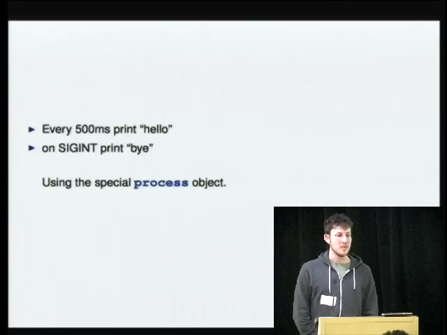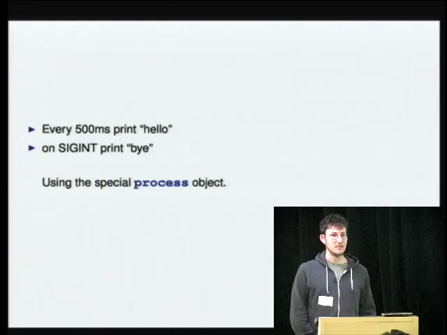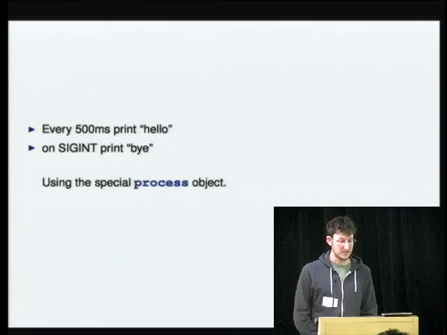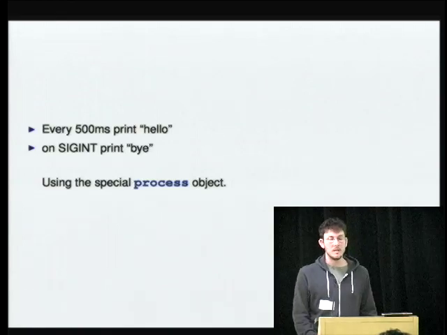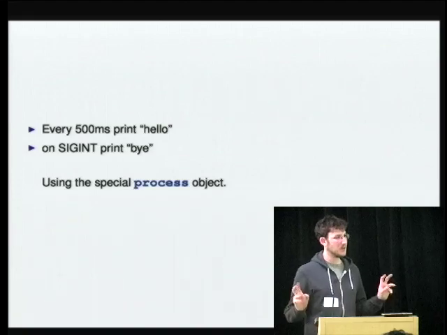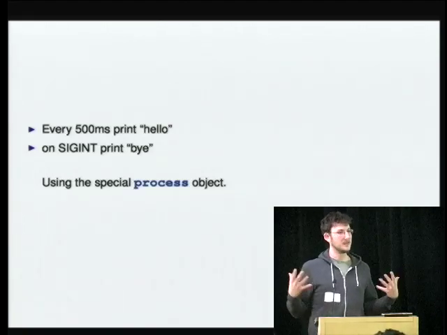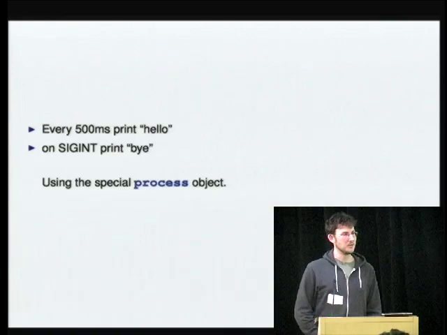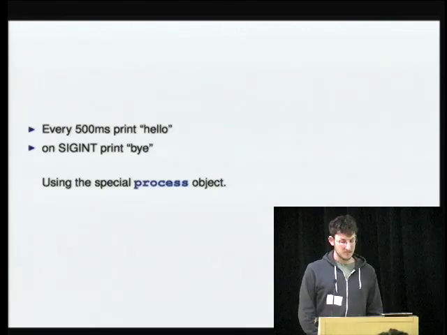So another example, what we could do is loop and print hello every 500 milliseconds. And then on SIGINT, on the interrupt signal, when you hit Control-C, you can print bye, and then exit the process. And so what we're going to do is use the special process object. In browser JavaScript, you have this special window global variable. In Node, you have this process global variable. Node is very process-oriented. You are inside a single process, very much like in browser JavaScript, you're inside a window.